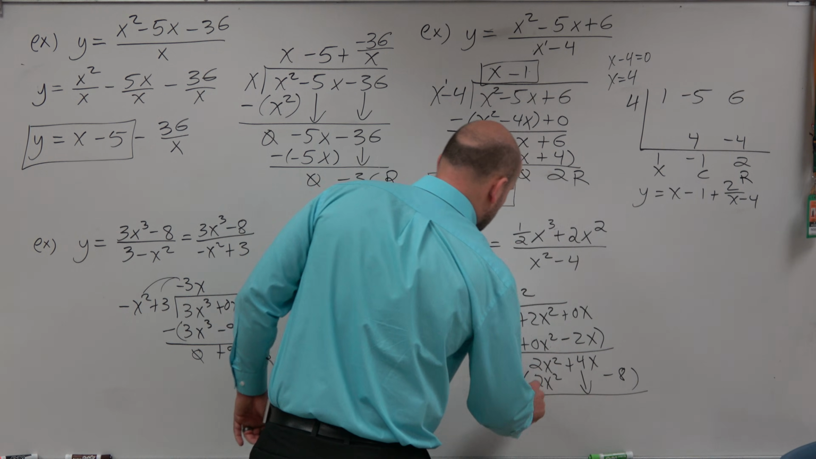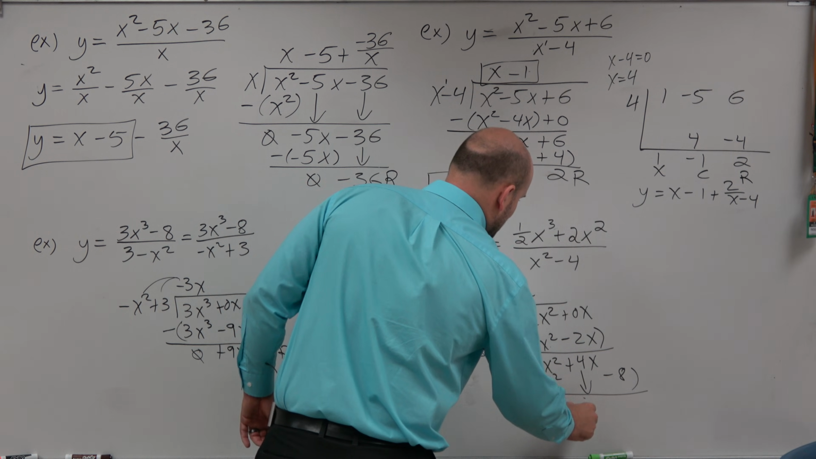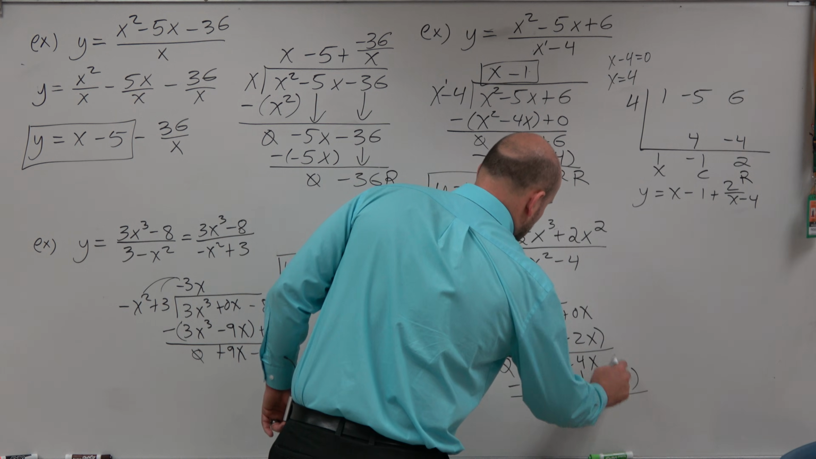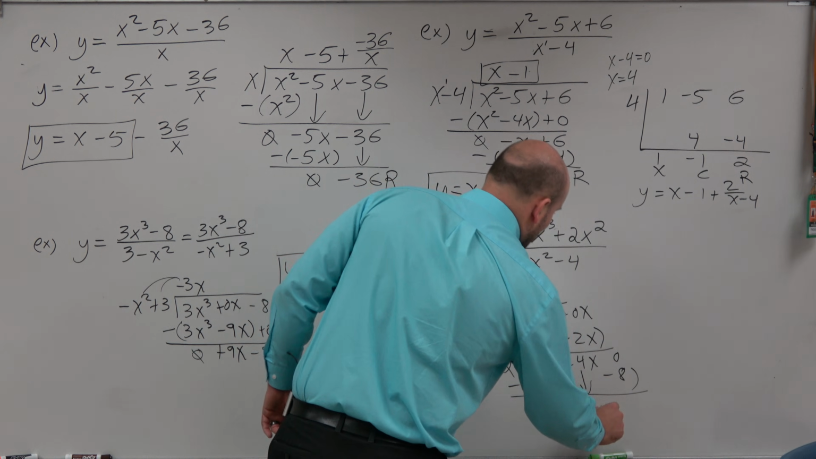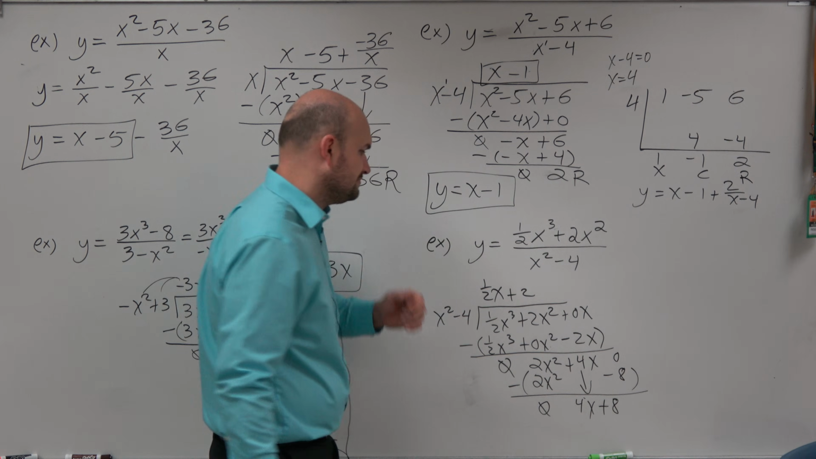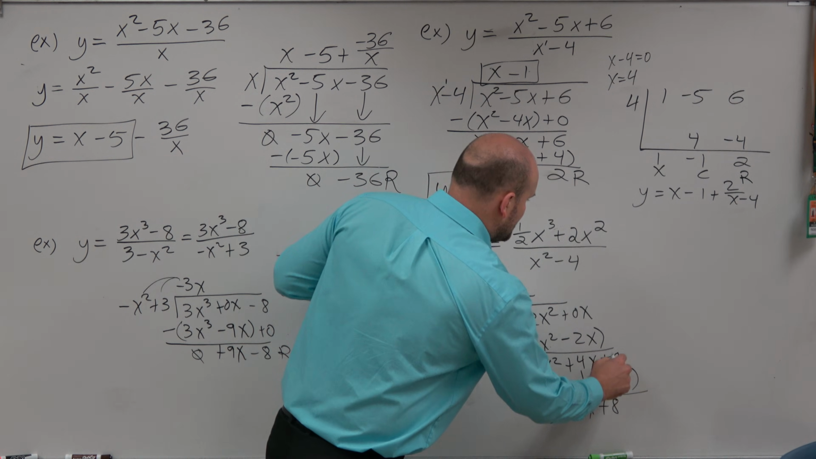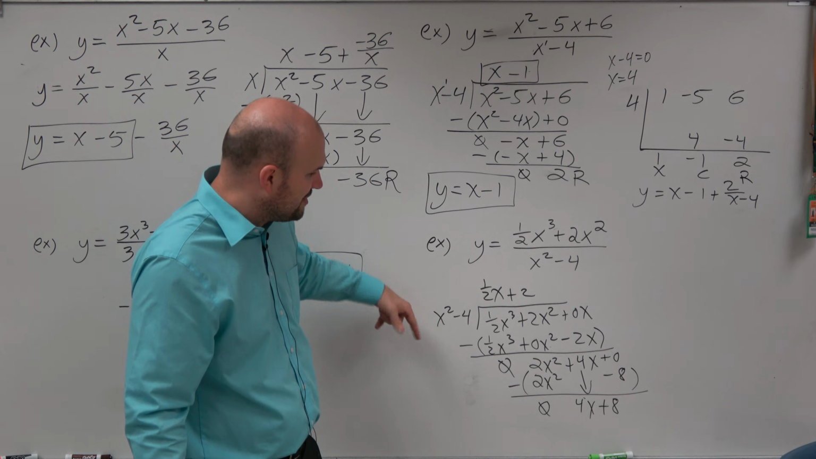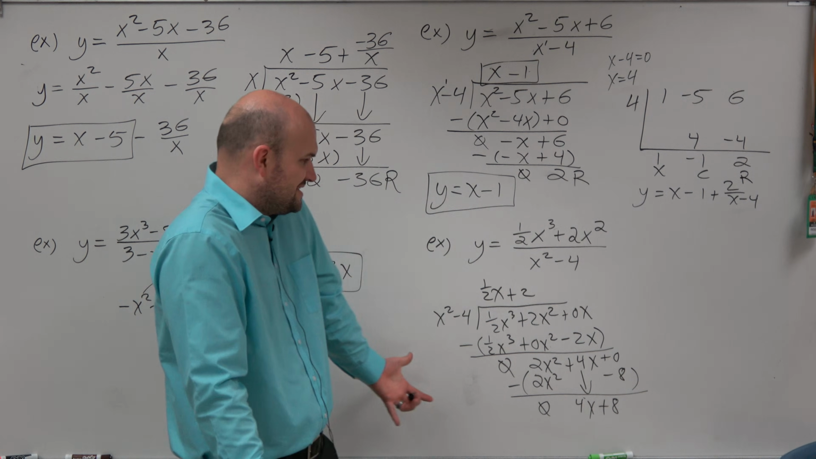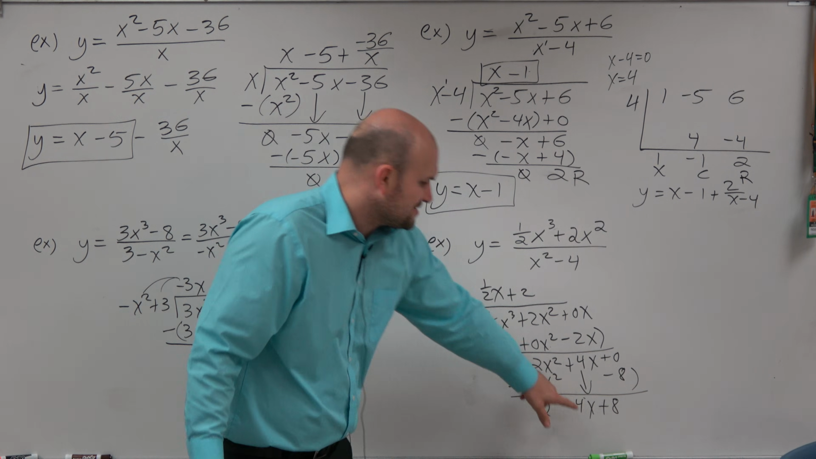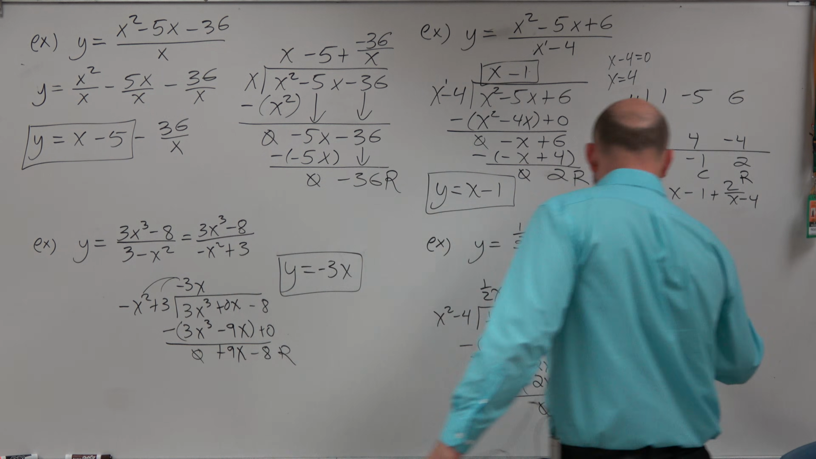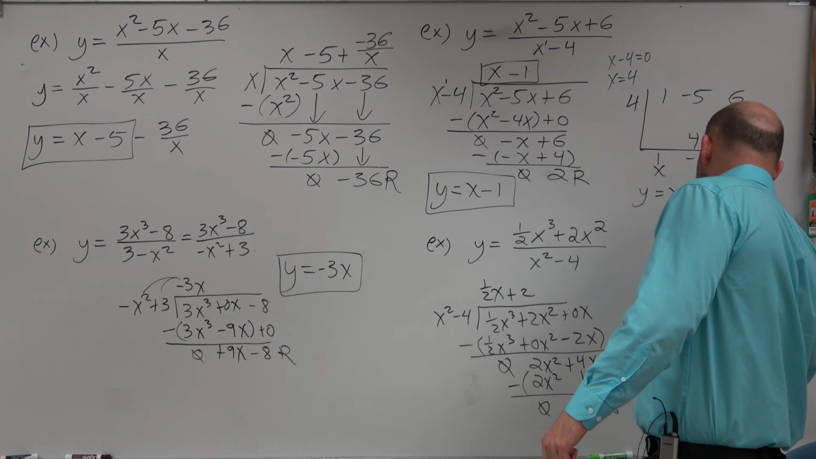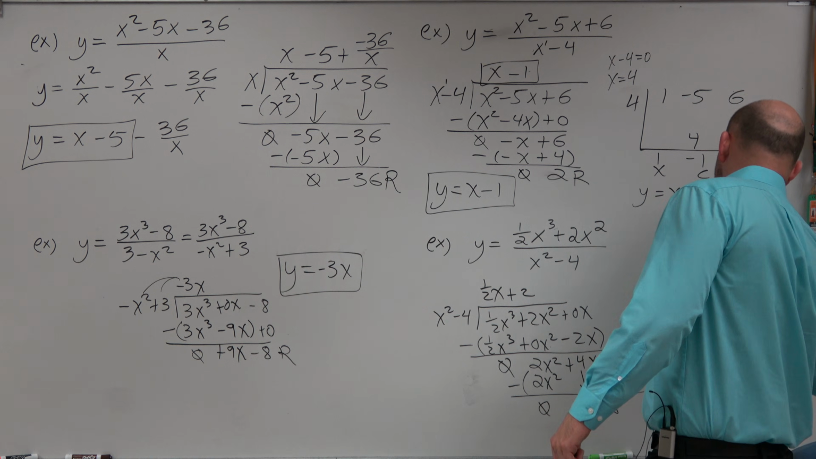So when I subtract, that goes to 0. That's really subtracting 0, so it's a 4x. And then that's 0 minus a negative 8, so that's going to be plus 8. But again, I didn't really care as much what those were because we're not really doing long division. I'm just asking what is the asymptote. So since x squared does not go into 4x, I know my final oblique asymptote is 1/2 x plus 2.